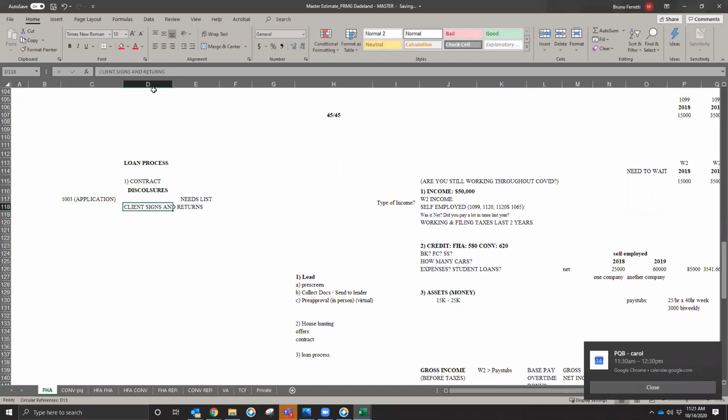And the client signs and returns these to us, okay? So we got the contract. We start working on the disclosures, which include the 1003, which is the loan application, and the needs list. The client signs the loan application and returns the needs list to us. That moves us to the next stage, which is openings.